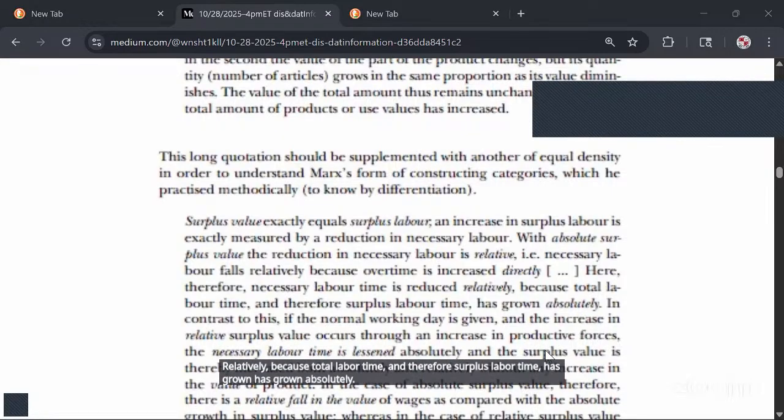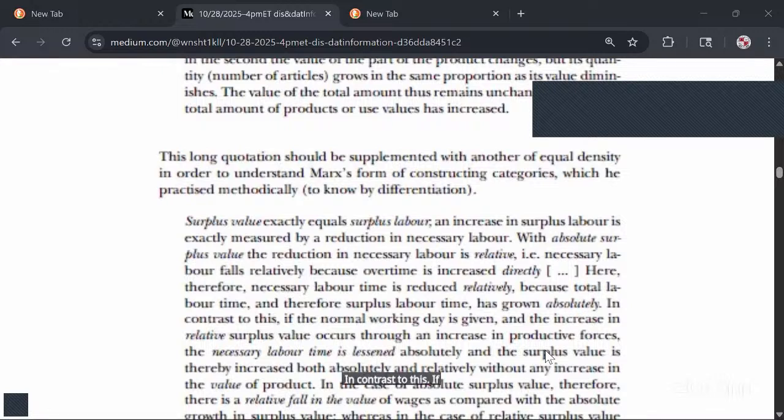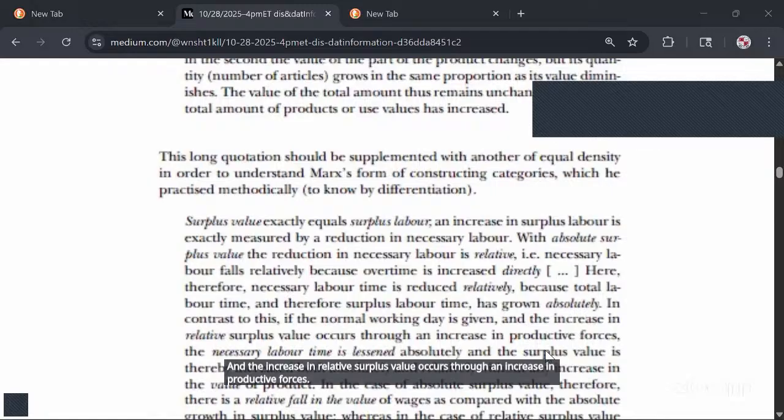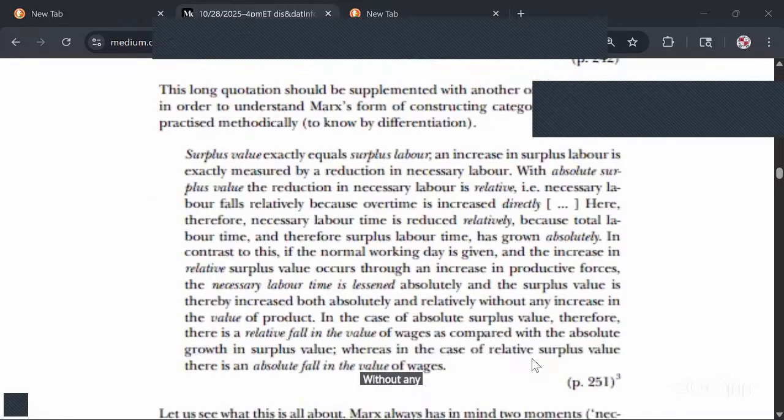In contrast to this, if the normal working day is given and the increase in relative surplus value occurs through an increase in productive forces, the necessary labor time is lessened in the absolute sense, and the surplus value is thereby increased both absolutely and relatively without any increase in the value of the product.